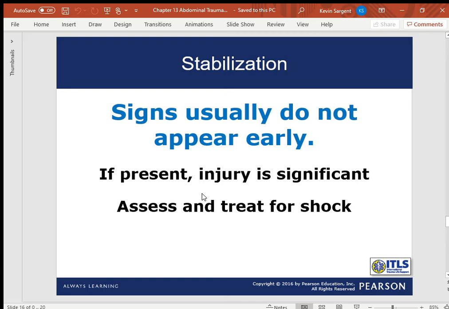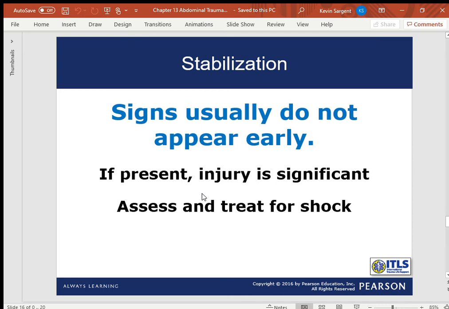If the present injury is significant, always look for shock. We were doing trauma, and we know shock is a widespread state of inadequate tissue perfusion. So we want to look for shock early. Early signs of shock are tachypnea, so they'll breathe fast. They'll be tachycardic, so their heart rate will be fast, and their blood pressure might be normal to a little bit elevated. They'll have some anxiety to them, things like that. But those are early signs of shock.